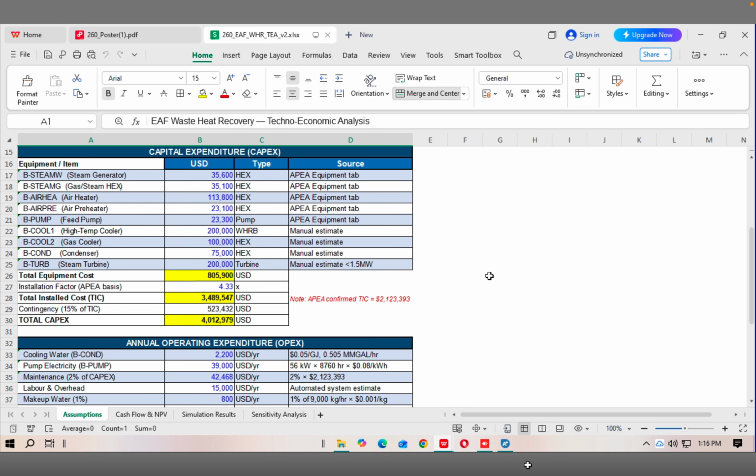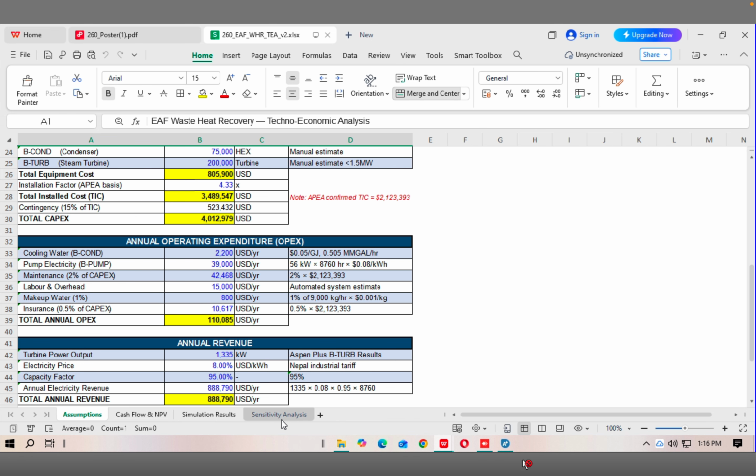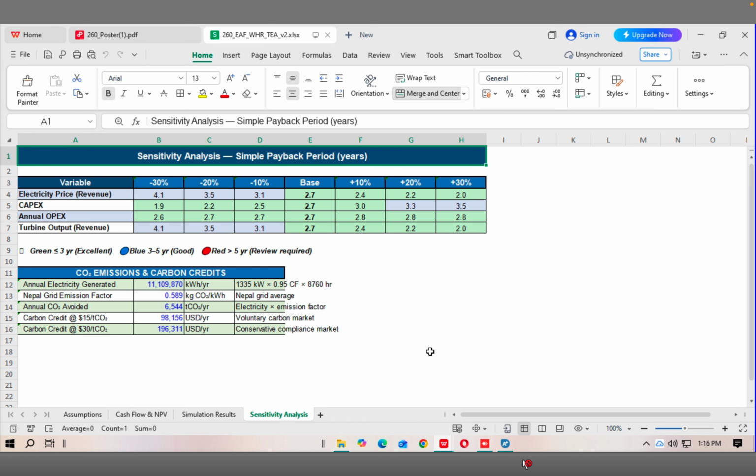Annual operating costs are around $110,000 US. This gives us a net annual benefit of $779,000 and a simple payback period of 2.7 years. For the sensitivity analysis, our sensitivity analysis confirmed that even with a 30% reduction in electricity price or a 30% increase in capex, the payback period remains well under 5 years.